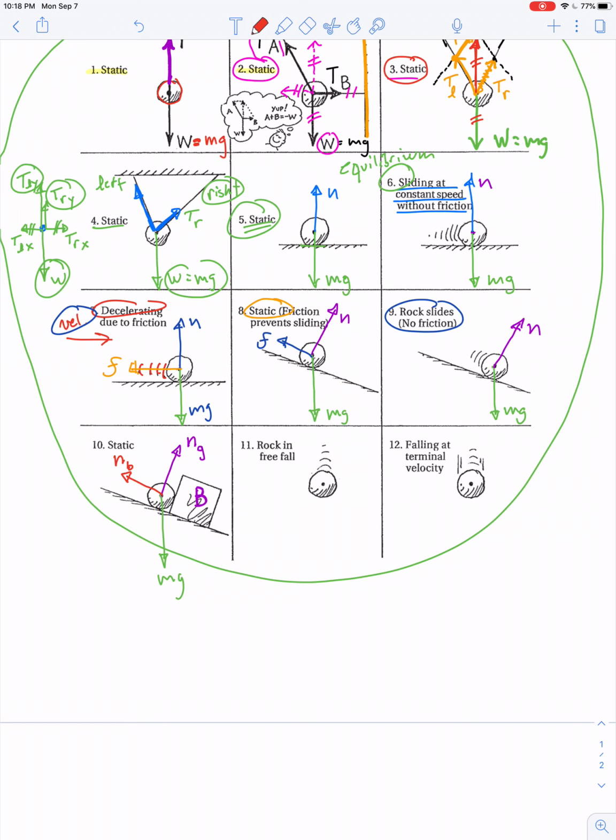Okay, a rock in free fall. Isn't free fall, by definition, the motion that results when the only force acting is gravity? So there you have it. 11 might be the easiest one of all.